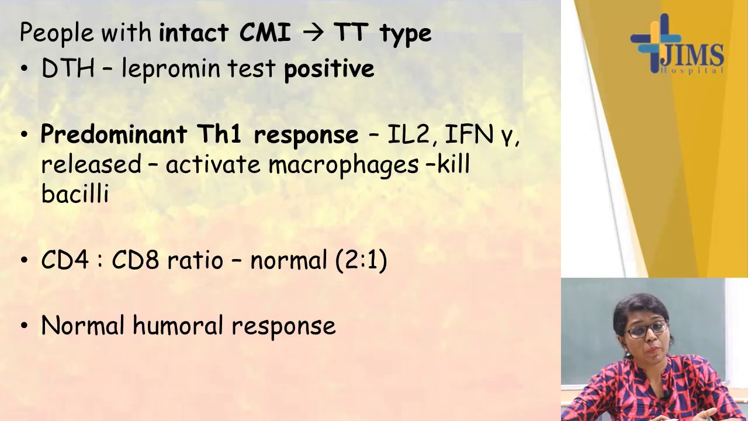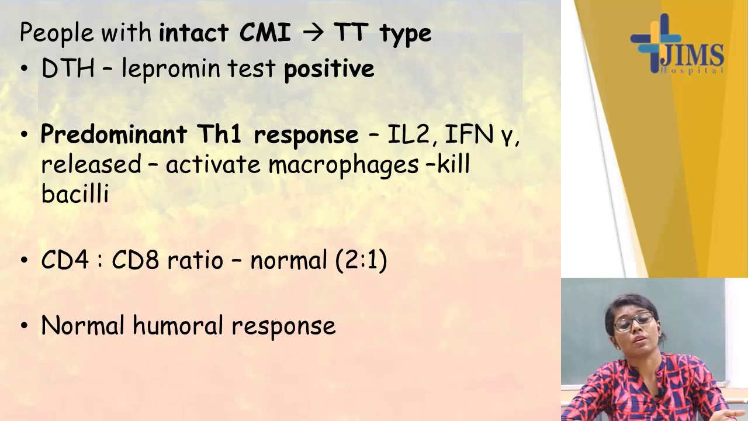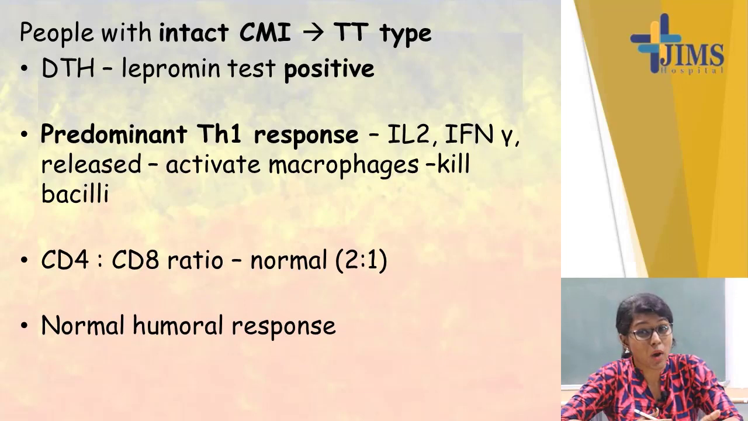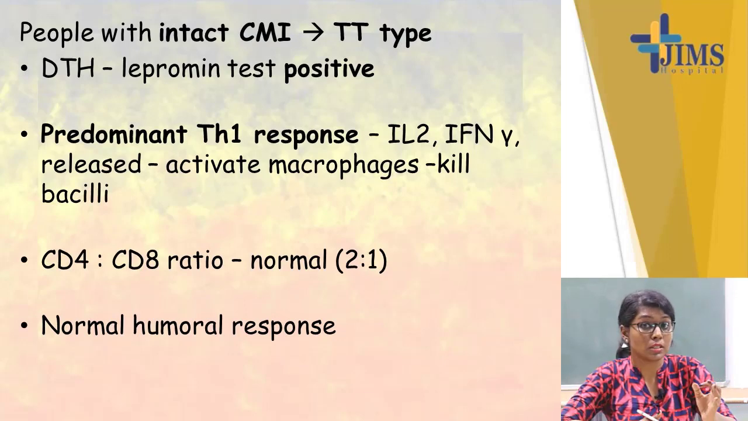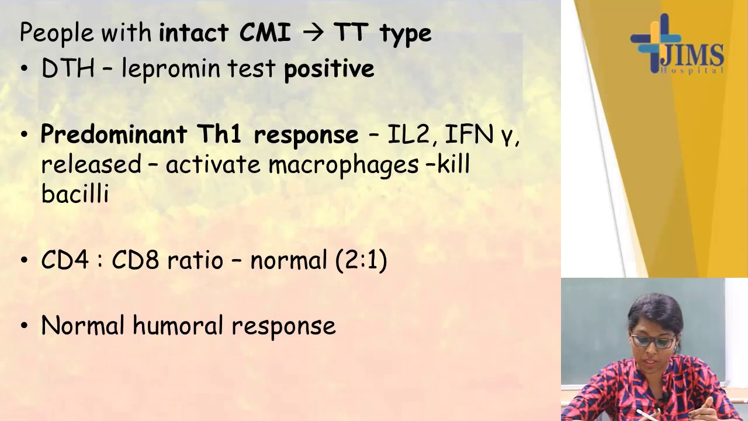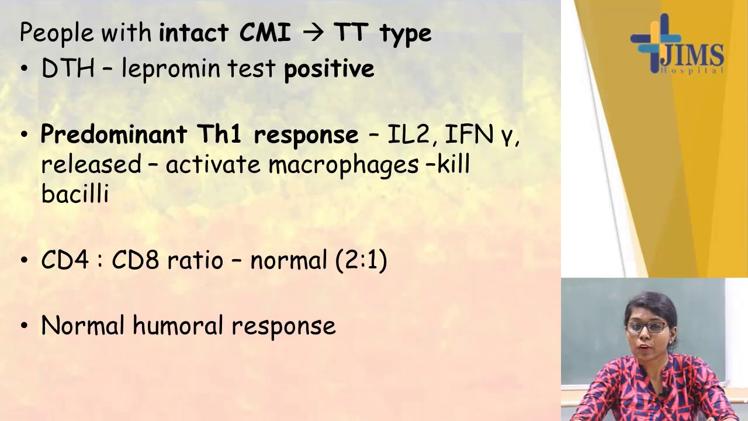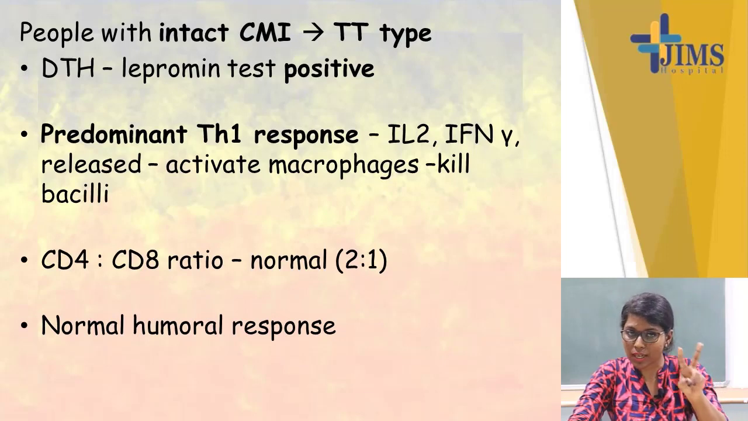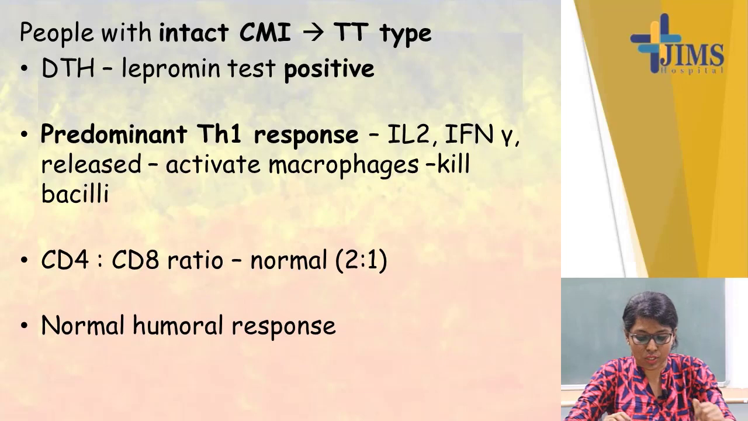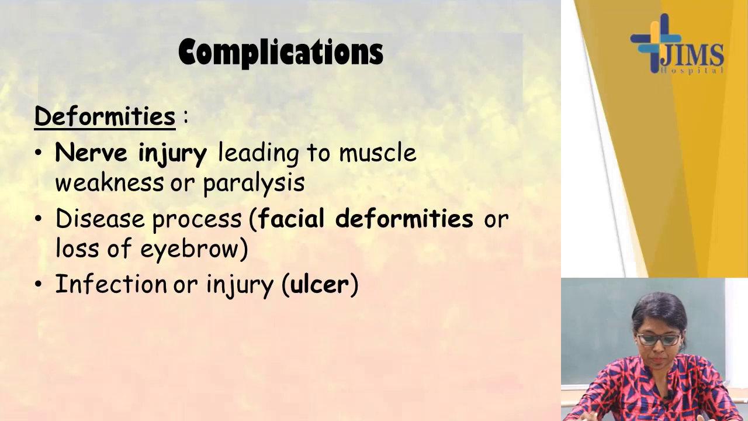Previous one, it was predominant TH2 response. For that, exaggerated antibody production. In this case, TH1 response is predominant. TT, TH1. TT, TH1 response being predominant, you will find macrophages being activated. So, classify this into 2 different groups. Here, CD4-CD8 ratio is normal, that is 2 is to 1.